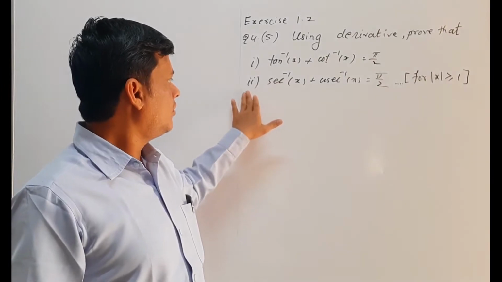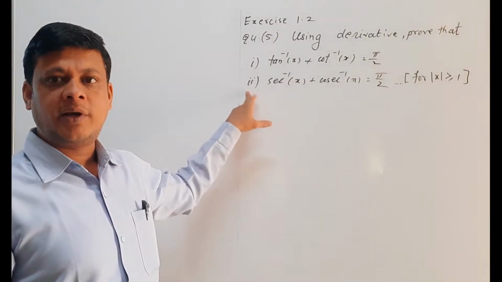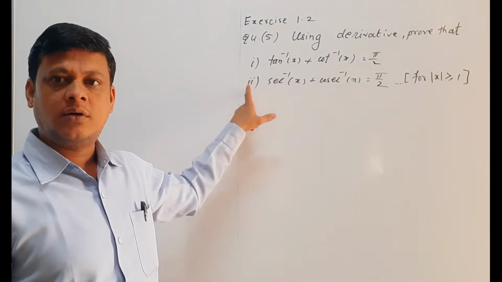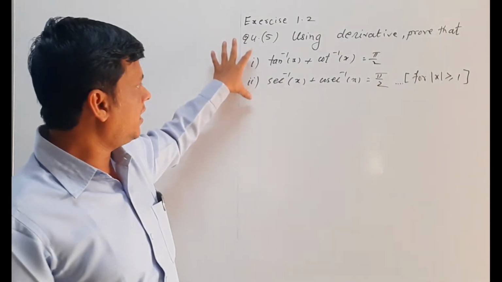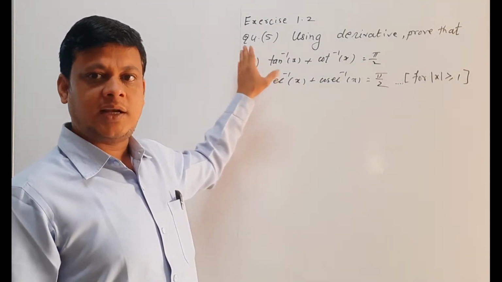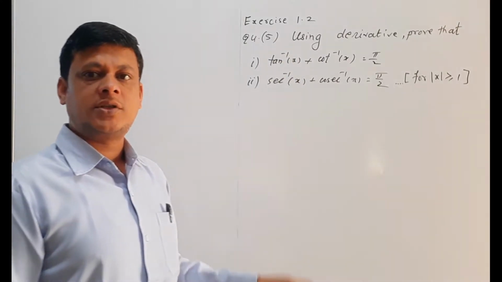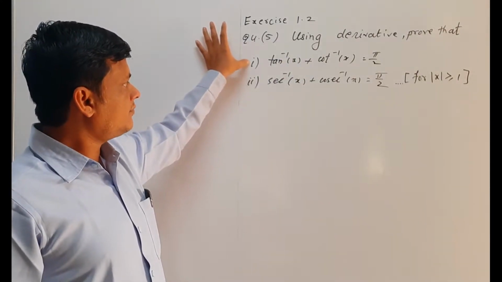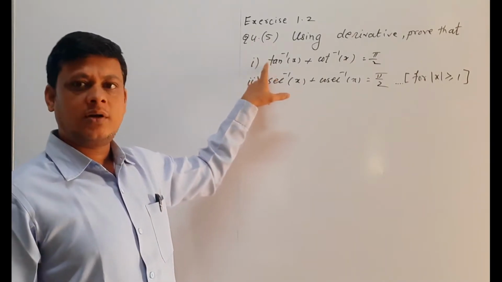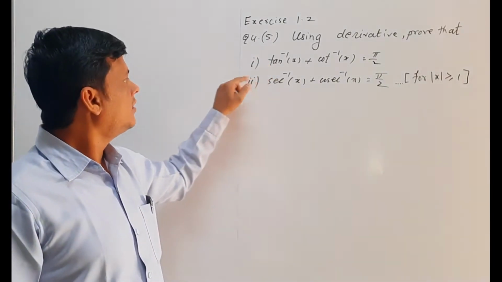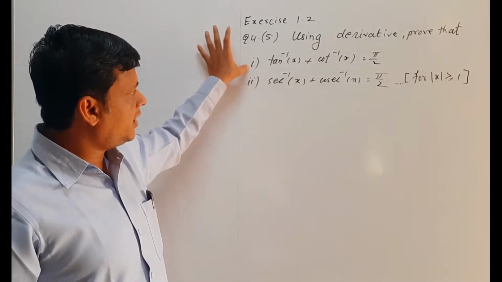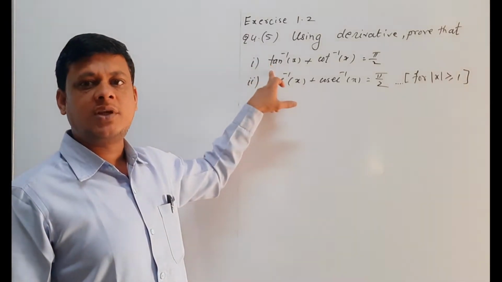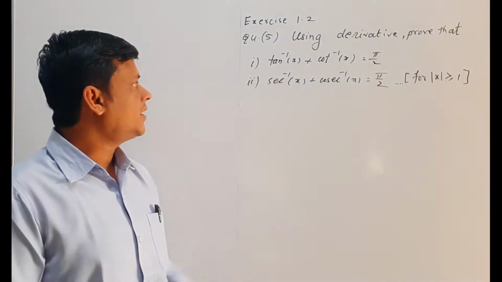If you study the trigonometric function chapter from part 1, there is one more property, that is sin inverse x plus cos inverse x equals pi by 2. We proved that with the help of trigonometric functions, inverse trigonometric functions. Here we have to prove this property by using derivative. So see the first question.